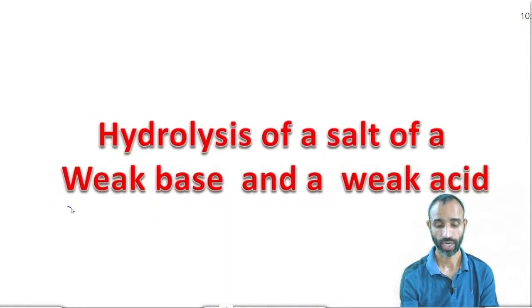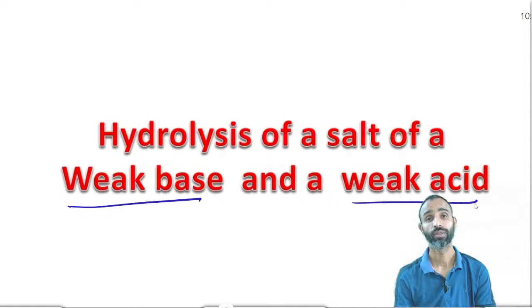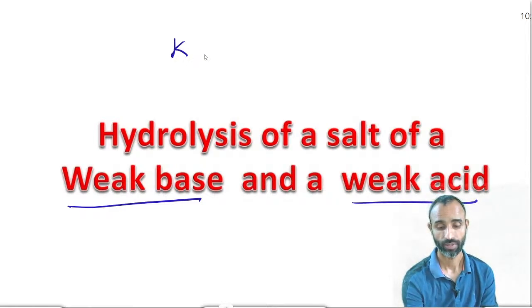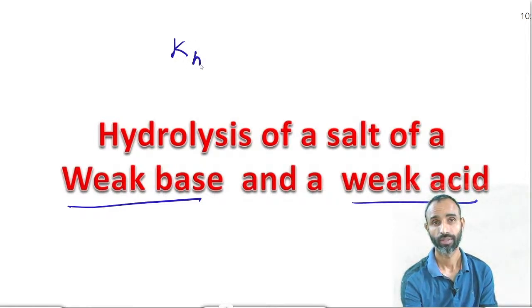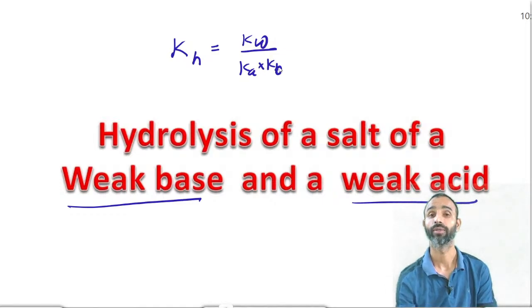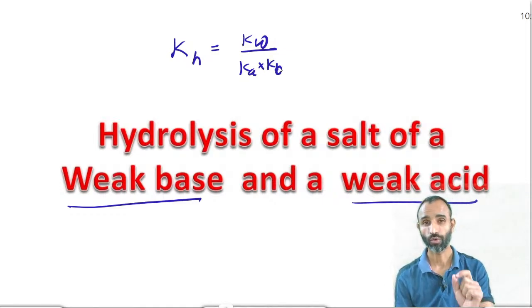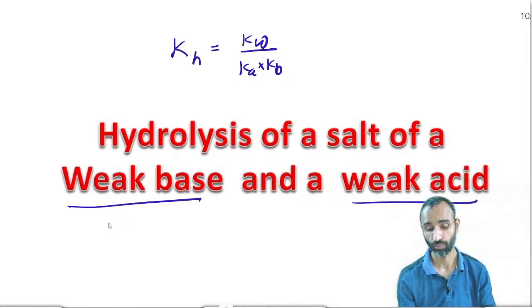If both are weak, then what happened? Now Kh equal to Kw upon Ka into Kb, because both are weak.